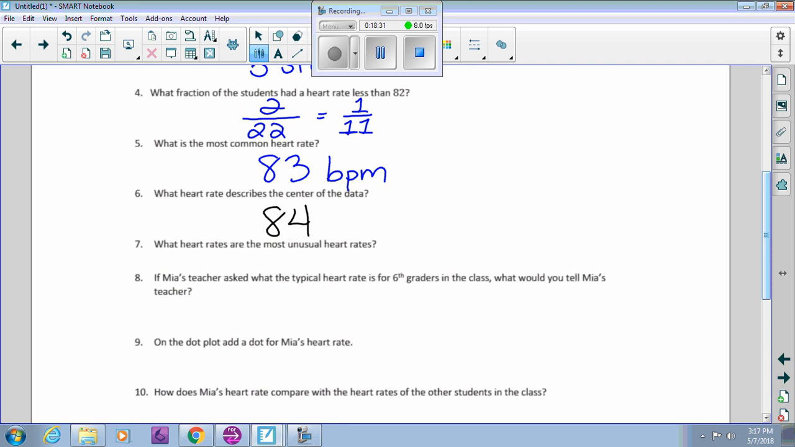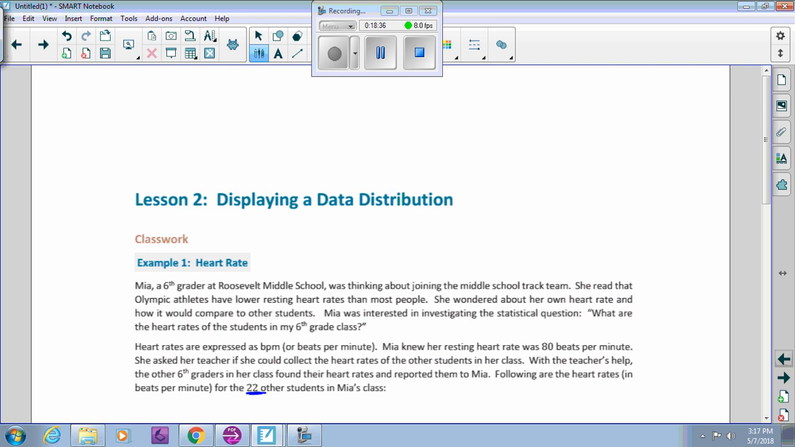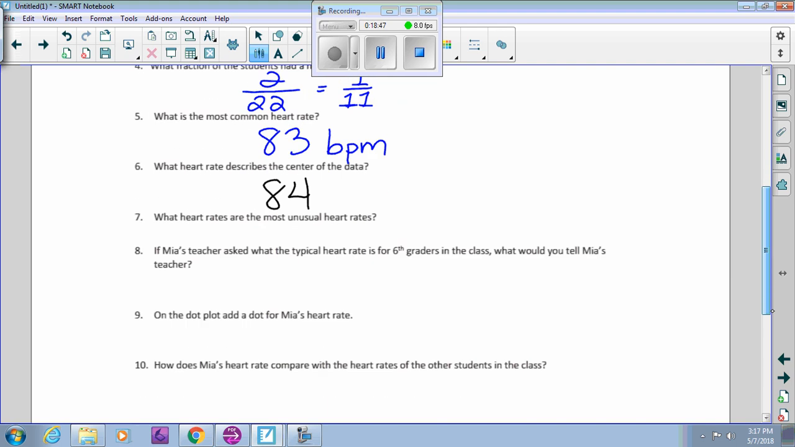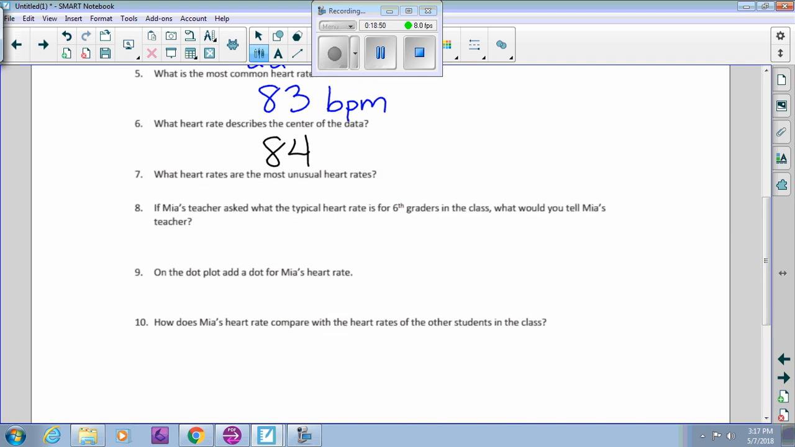What heart rates are the most unusual heart rates? So if you look at that, we're looking for ones that don't happen typically. So I would say like 79, 90, those aren't typical for this group of people. Those are not commonly happening. There are some that didn't happen at all, actually. We could put those down as well, but let's just go with 79 and 90 for now.